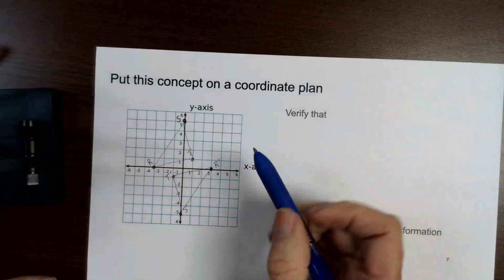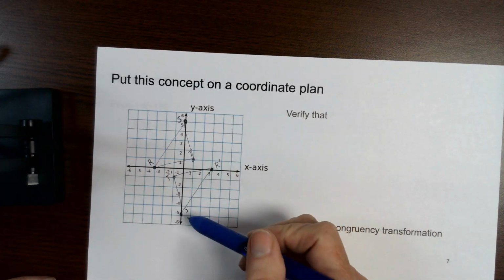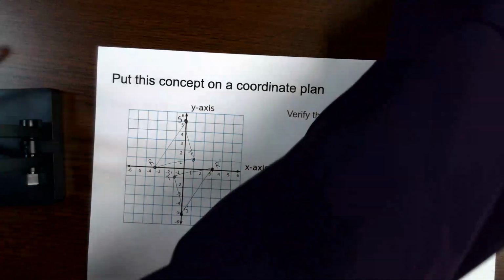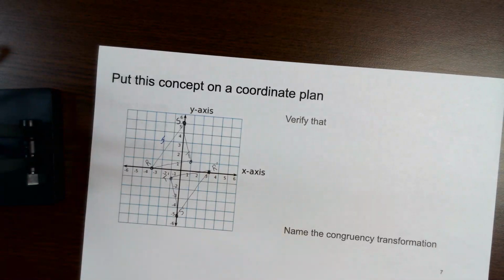Okay, so if we put this on a coordinate plane, notice that we have triangle RST, and we now down here have R prime, S prime, and T prime. So we have to verify that these two triangles are indeed congruent. So I would need to use my distance formula in my calculator to find the distance between R and S. So I have negative 3, 1, and S would be 0, 5, and that is 5, and I want to check it between S prime and R prime, so that would be 3, 0, and 0, negative 5.